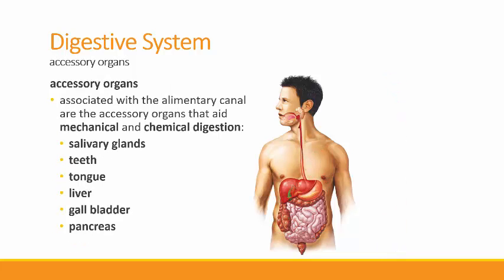Associated with the alimentary canal are accessory organs that assist in the processes of both mechanical digestion and chemical digestion, and we'll talk about the difference between those two in a minute. These accessory organs include the salivary glands, which are found up here in the mouth. We have 6 different salivary glands in the mouth. The teeth that are used for mastication along with the tongue.